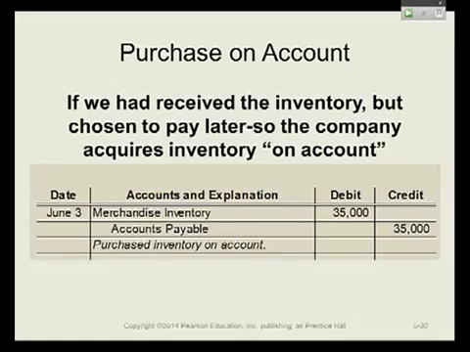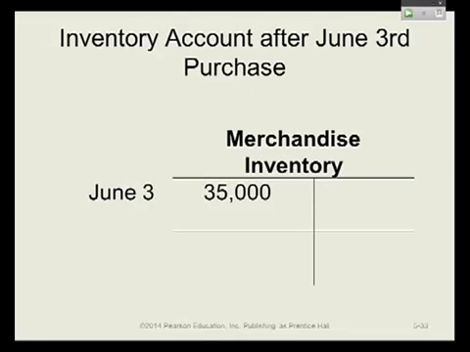And let me just keep track of this. What I want to do is set up these accounts separately. I'll move that down a little bit. Okay. I'll abbreviate merchandise inventory. And that's on June 3rd, and that's $35,000. Now, what you're not seeing here, which I think you should add, is going to be accounts payable.